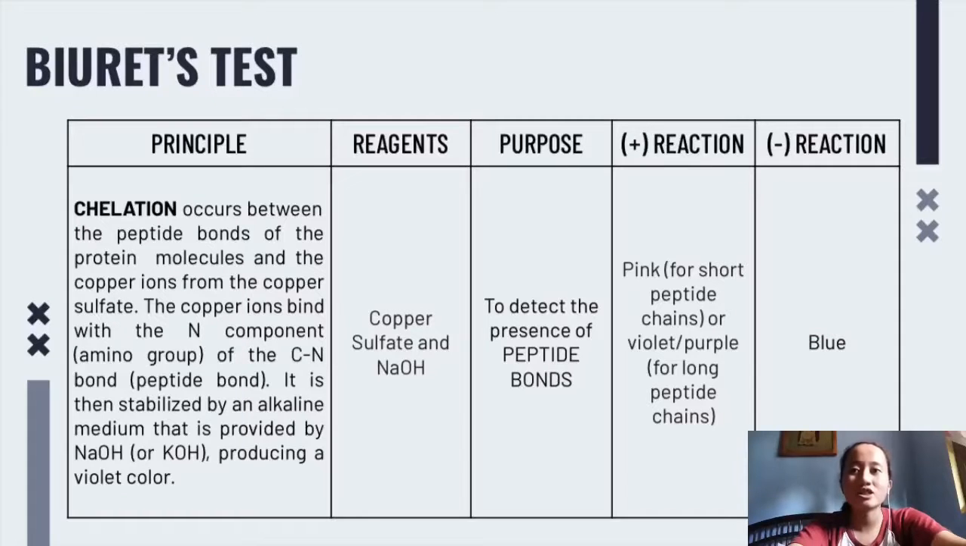Biuret's test is used to detect the presence of peptide bonds. In this test, potassium-sodium tartrate is added to chelate and thus stabilize the cupric ions in the solution, or to maintain their solubility in an alkaline solution. The reagents used are copper sulfate and sodium hydroxide. A positive reaction would yield a pink or purple color, and a negative reaction would yield a blue color.